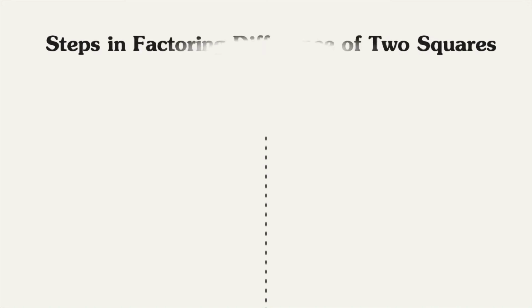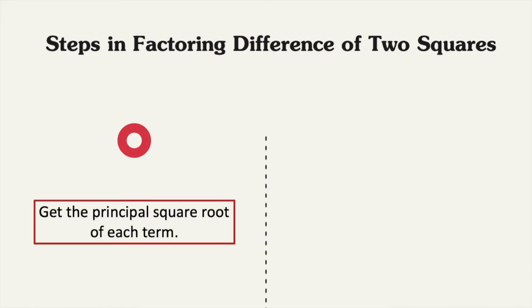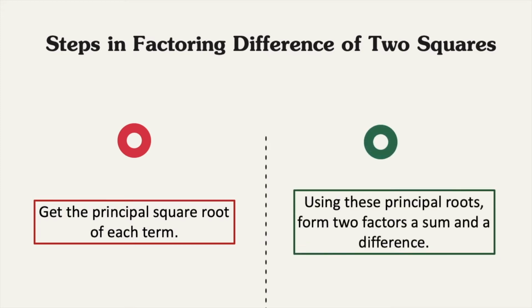To start with, let's have the steps in factoring difference of two squares. Don't worry, we only have two steps. The first step is to get the principal square root of each term. And the second step is using these principal roots, we need to form two factors, a sum and a difference.